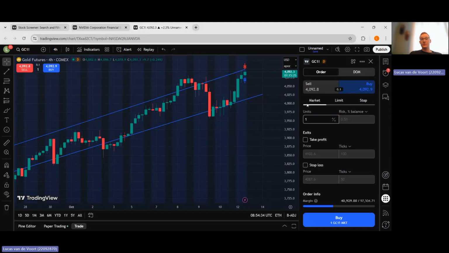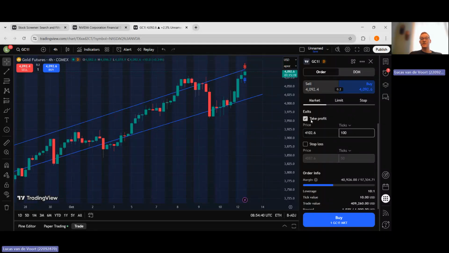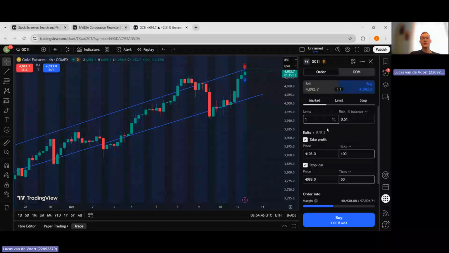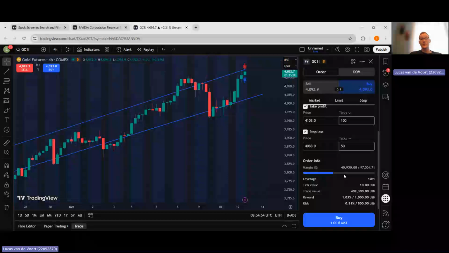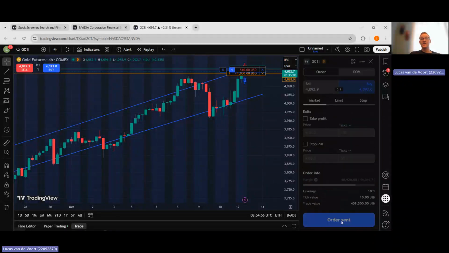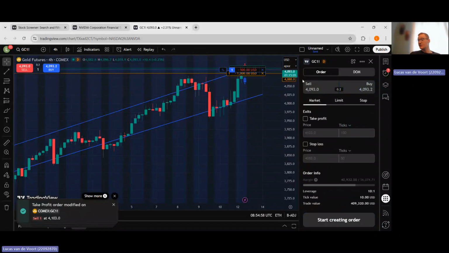And so for example, if I want to place a market order for 1 unit of gold, well, you can say I want to have a take profit at 100 ticks, stop loss at 50 ticks for a risk reward ratio of 2 to 1. It shows you exactly what your order info is, how much margin you need, etc. And then you just click on buy and the trade is executed.